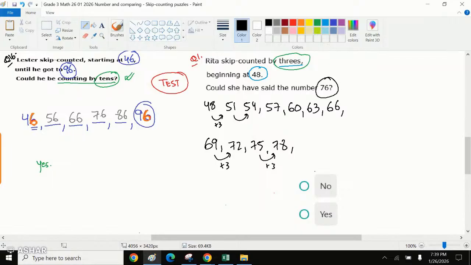So can she say 76? Could she have said 76? No, no. They're not skip counting by twos. The rule for even was only applicable for counting by twos, right? But over here, they're counting by threes. What we need to see is that it is only applicable for counting by twos, right? So we say no. No, we cannot skip count.